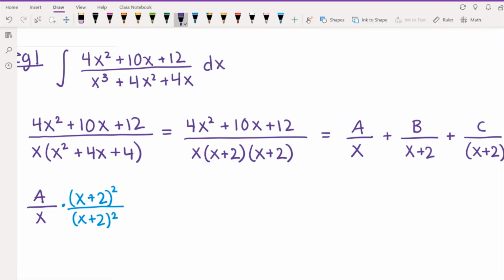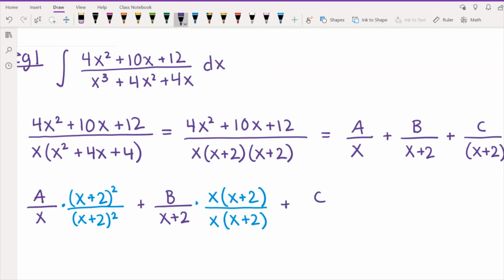And then for the next fraction, we're missing an x and we're missing another x plus 2. And then for this last one, we're just missing an x. So again, to make this a little easier, let's just write down what these other fractions are going to equal. So x plus 2 squared is going to be x squared plus 4x plus 4. And then x times x plus 2 is going to be x squared plus 2x.